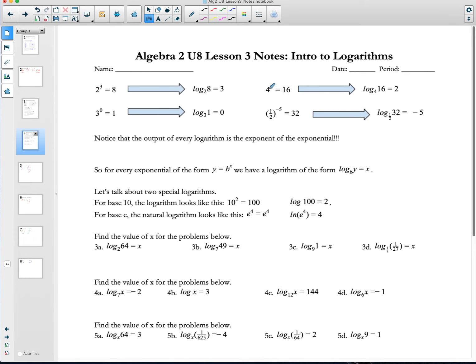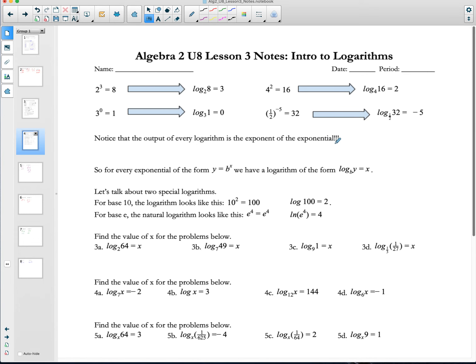All right, so 4 squared is equal to 16. So we have log base 4, so the bases have to match. The input is 2. That means the output is 2 here. The output is 16 here. That means that's the input here. And so that's really what it would look like. So 3 to the 0 is equal to 1. Log base 3 of 1 is equal to 0. 1/2 to the negative 5th power is 32. So log base 1/2 of 32 is equal to negative 5.